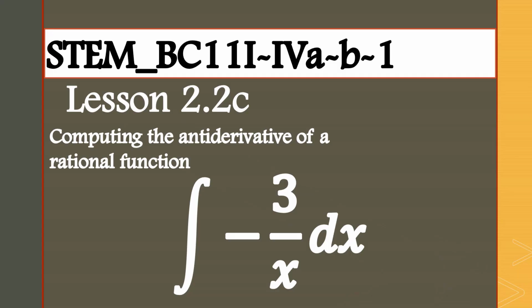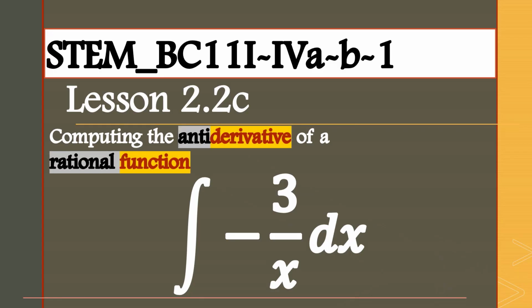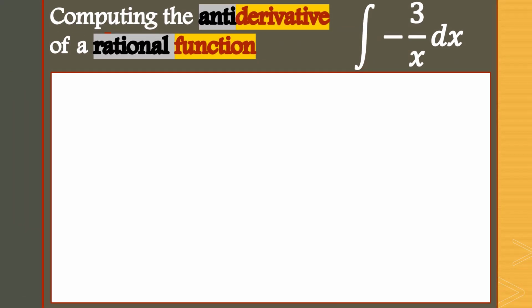Let's compute the antiderivative of this given rational function. We are given a rational function, specifically the integral of negative 3 over x dx. This is a rational function because our denominator is a variable.